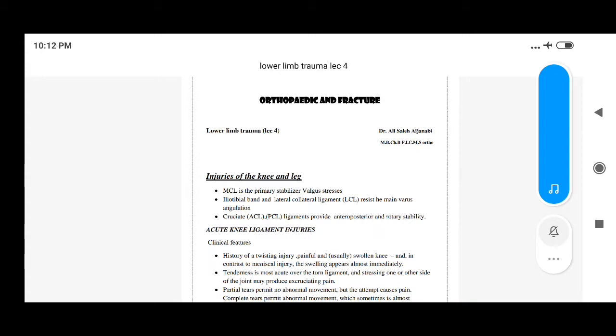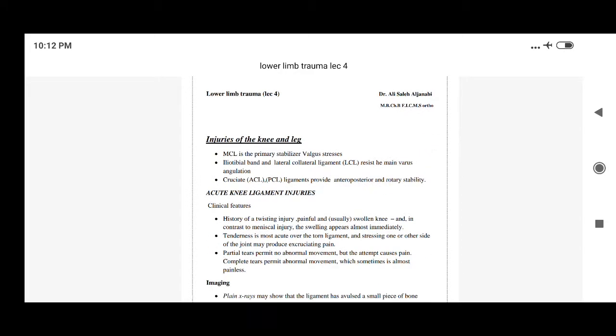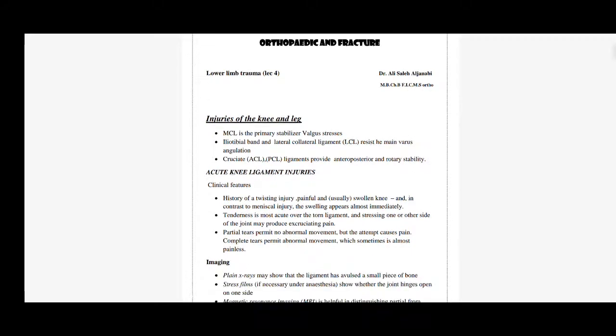After we completed the third lecture, which is related to trauma to the femur, now we are going for the fourth lecture in lower limb trauma. We begin with the injuries of the knee and the legs.